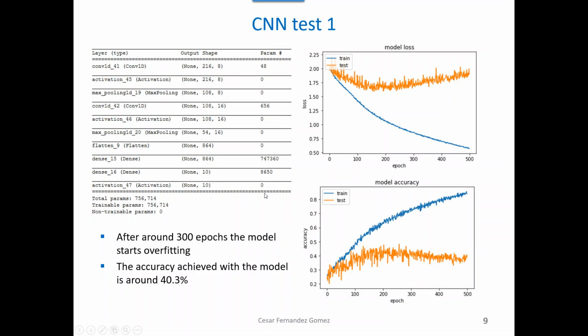And the accuracy I got with this model is around 40%. I can see here that after a few hundreds of epochs, the model started overfitting. I say here around 200 to 300. So I was not super happy with this 40%. Then what I did is to go for a second model.